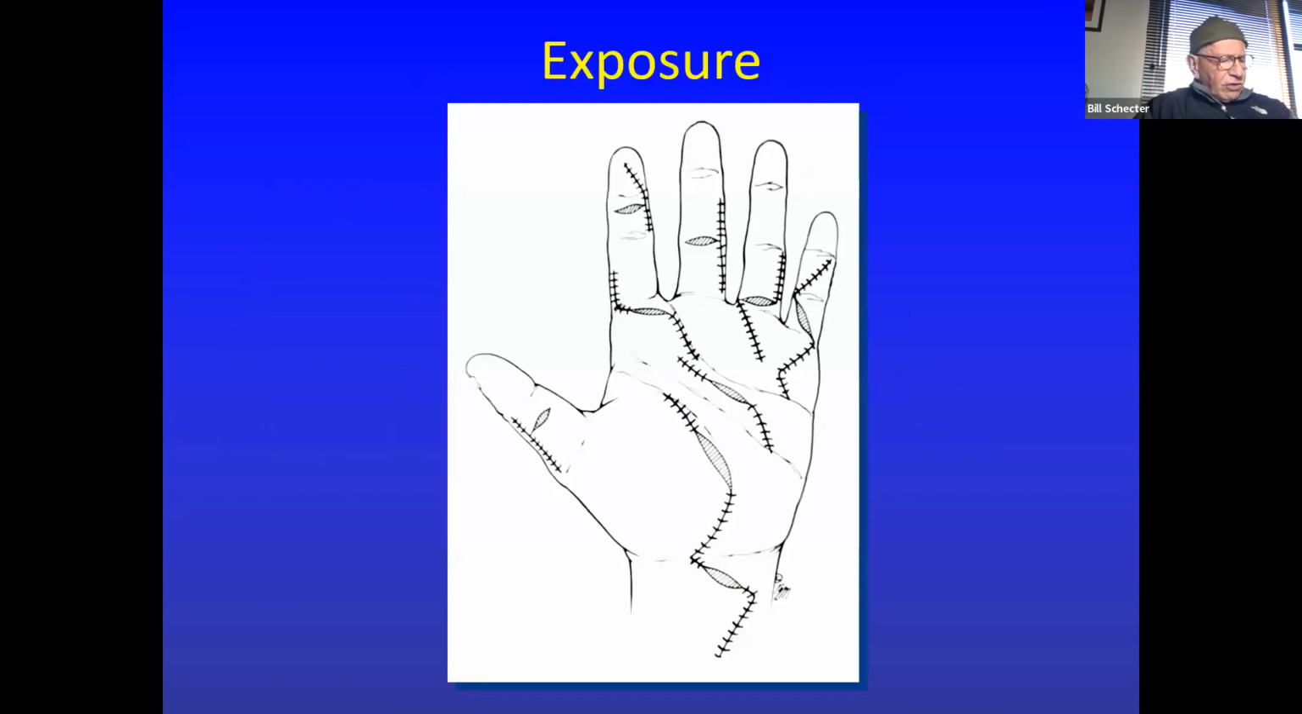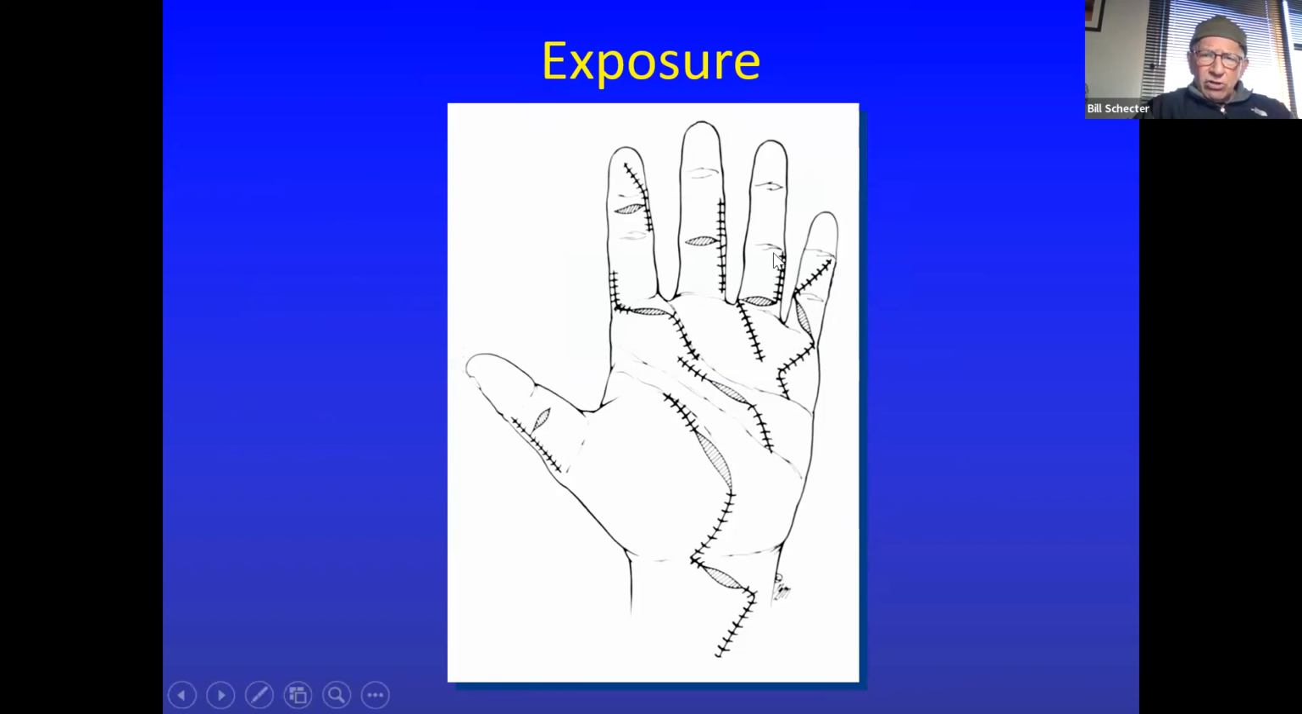Now, in terms of exposure, there are many different types of incisions, and you can see here. But this incision that's illustrated on the fifth finger is a good incision, a zigzag incision, which will allow you to open flaps and expose the underlying structure.